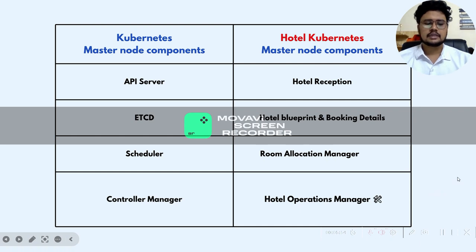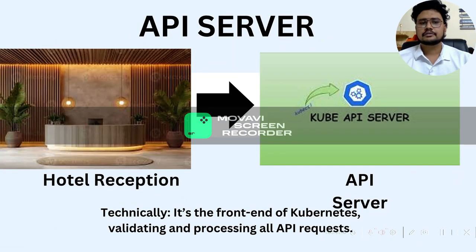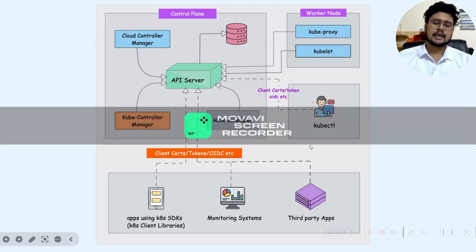Let's meet the hotel staff. The API server is equal to the hotel reception. Technically, it is the front end of Kubernetes, validating and processing all API requests. This is the API architecture.